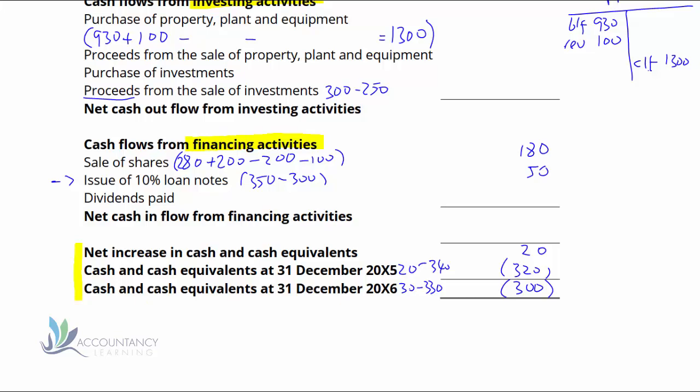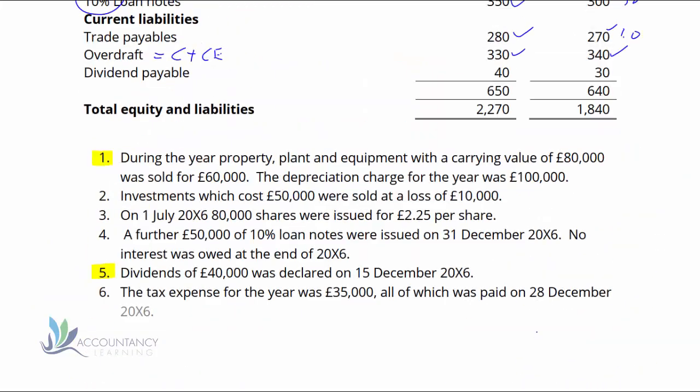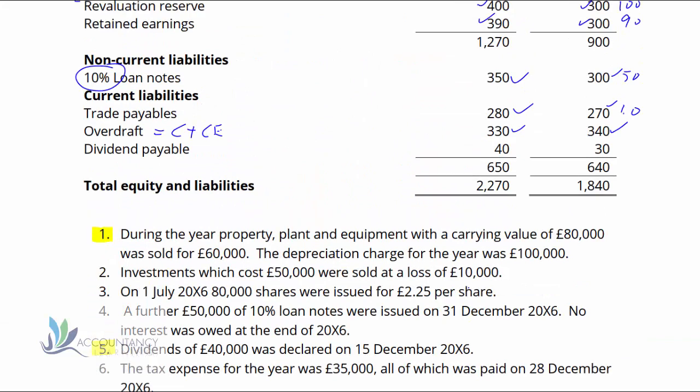So let's have a look at the rest of our statement of financial position. We just have one more number to deal with. We've got dividend payable. Just note that we've got this working for our dividend payable. In the real assessment, you might do an equivalent working for tax payable, or there may be an equivalent working for interest payable as well. The style of working is the same, whether it's dividend, tax, or interest.